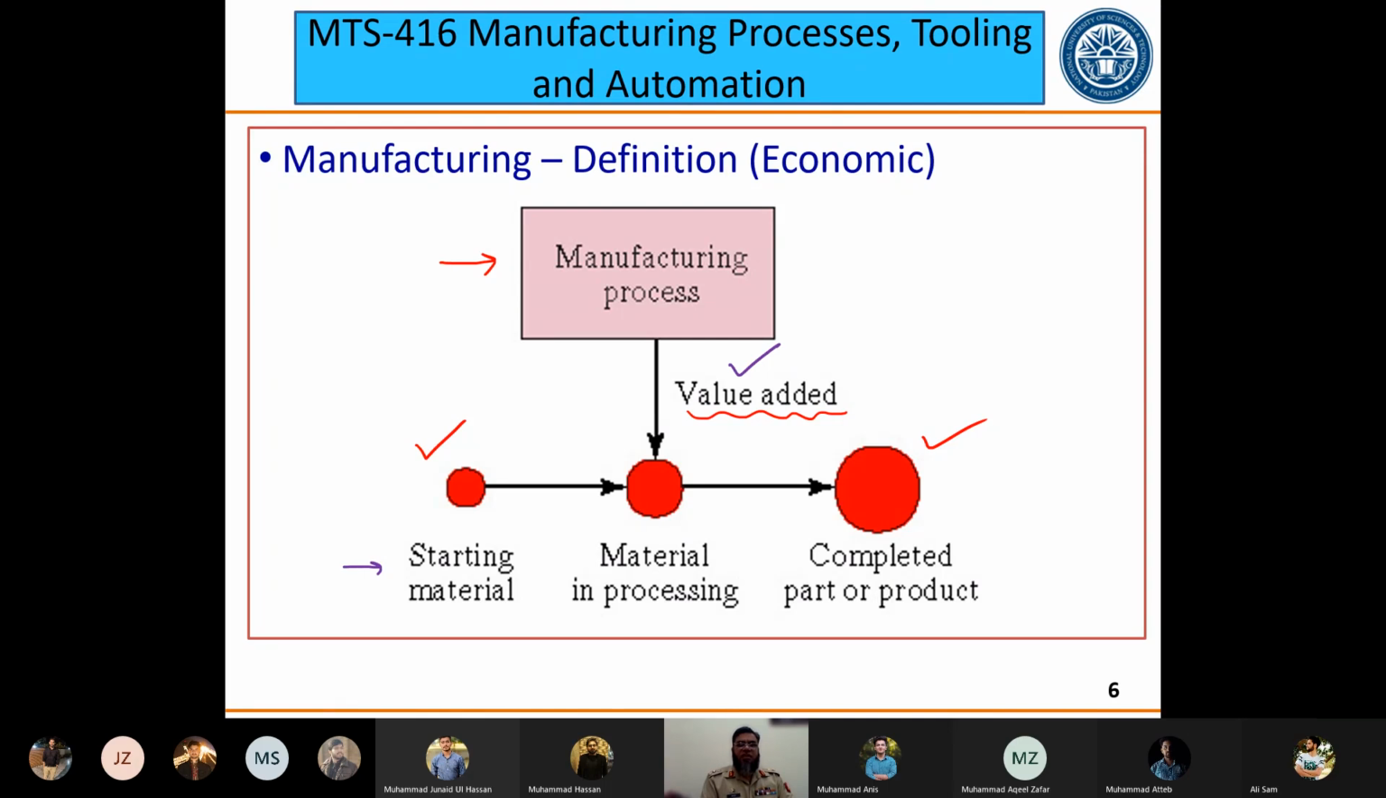And technologically, we say that there are some processes which are carried out which change the shape or the properties of the raw material. This is the technological definition, and due to these technological processes being carried out, a value is added to the raw material or the finished good. So the value addition is the economic definition. If we combine these two, manufacturing causes, number one, a change of shape or properties of the raw material, and number two, it adds value to the raw material. This is how we define manufacturing.